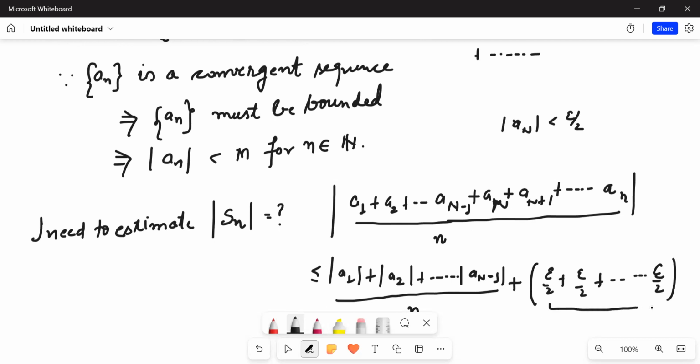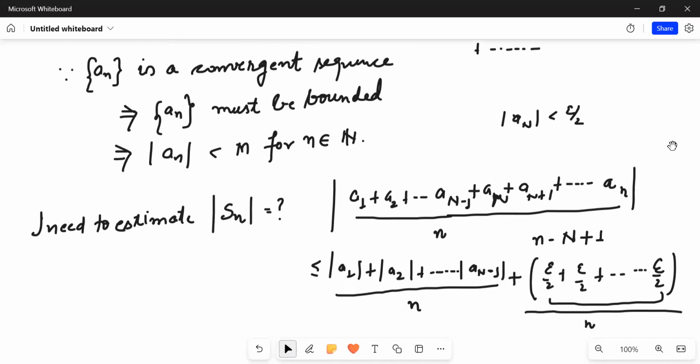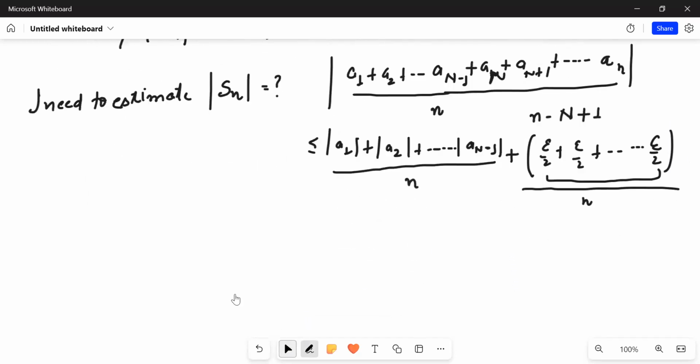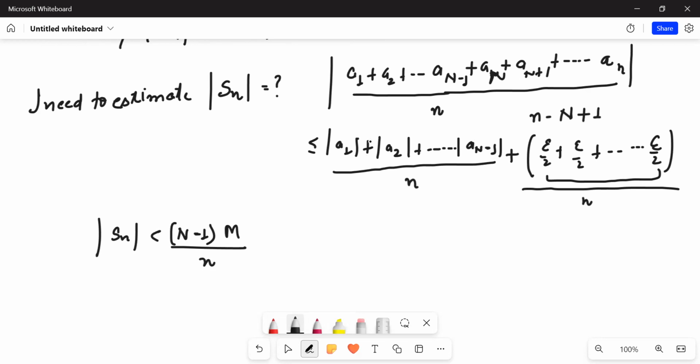And I know how many terms these will be. These will be n minus capital N plus 1 terms divided by n. Don't forget this n also, okay? So what we have come up to, see, I know that the modulus of Sn can be made less than, and all these terms are less than M. So I'll write these as (capital N minus 1) times capital M upon n. Understand that the sequence is bounded, so all the terms modulus of an can be written less than M. And all these other terms are less than epsilon by 2, times (n minus capital N plus 1) upon n.